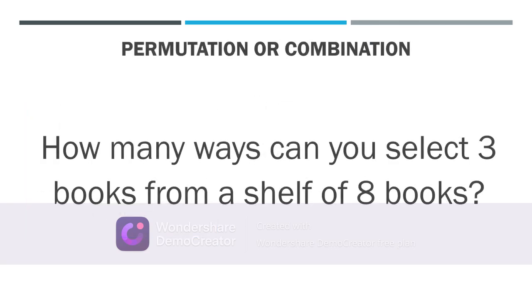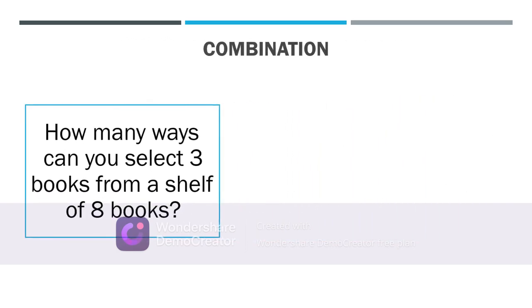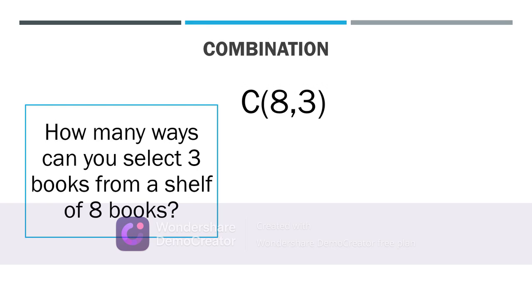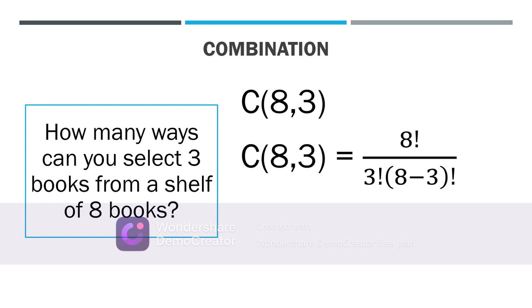How many ways can you select 3 books from a shelf of 8 books? Again, this is selection, thus combination. Formula? Our n is 8 and our r is 3. Combination of 8 taken 3 at a time is equal to 56. There are 56 ways to select 3 books from a shelf of 8 books.